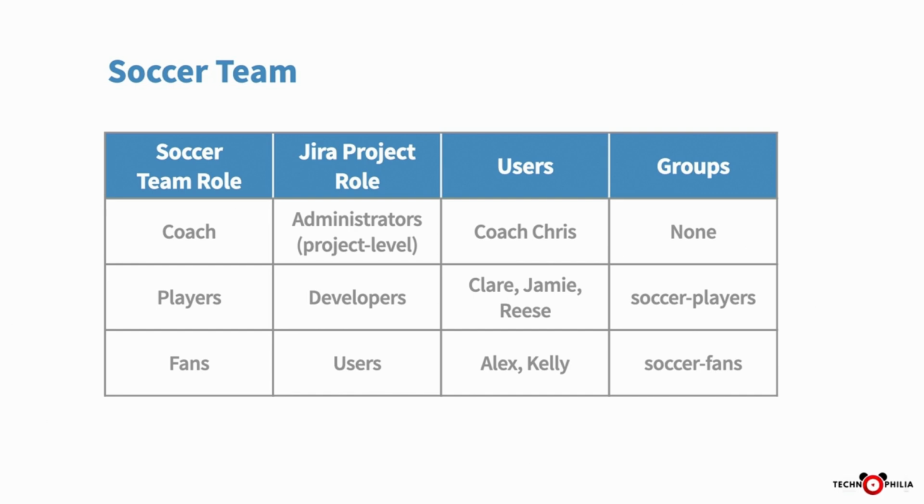By using roles and groups, we can separate what people can do in a project. For example, we'll allow people in the developer's role to create, edit, schedule, and resolve issues, and we'll allow people in the user's role only to create and edit.